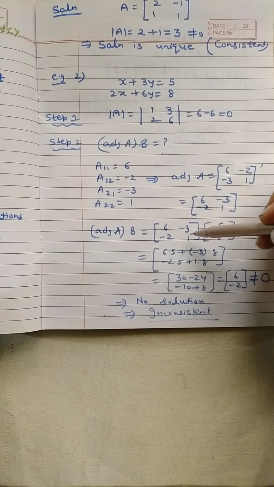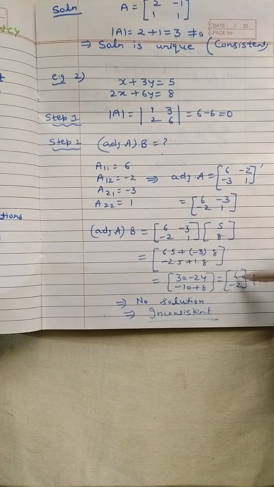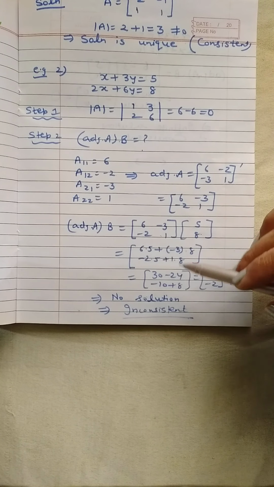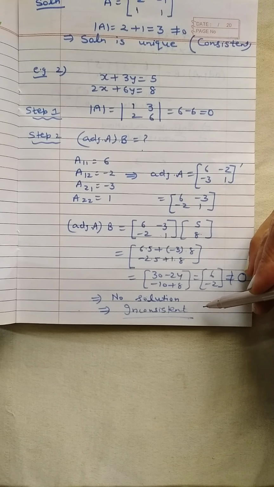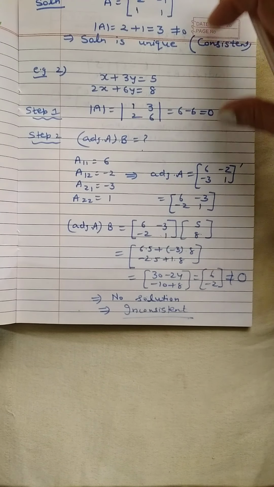Now adjoint A into B is, this is adjoint A, this is into B. So the matrix is coming out 6, minus 2. It means this is not 0. This is not a null matrix. It means no solution exists. If adjoint A into B is non-zero, it means no solution exists. It means the system is inconsistent.